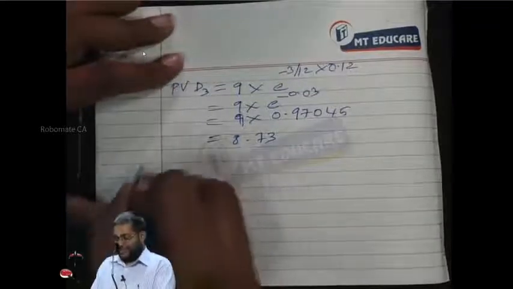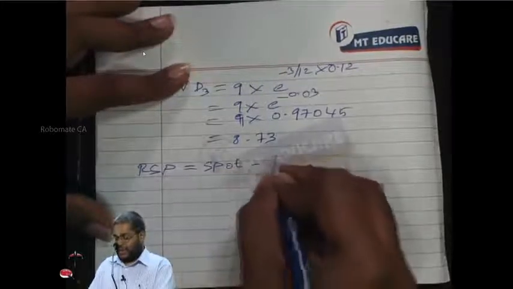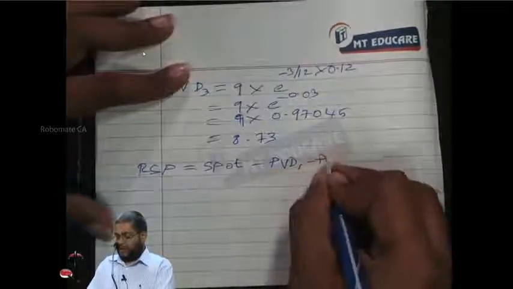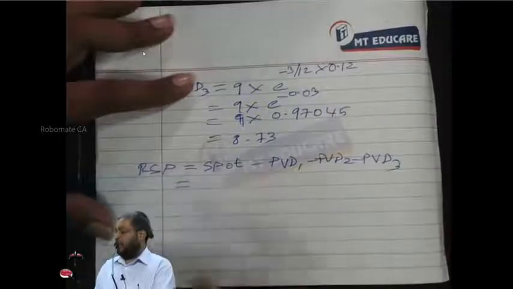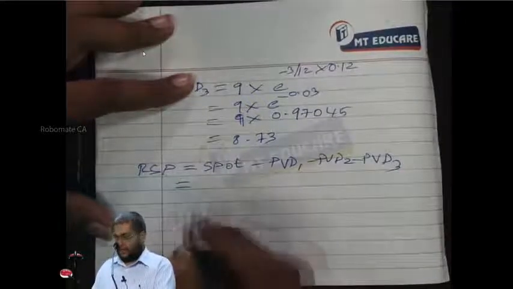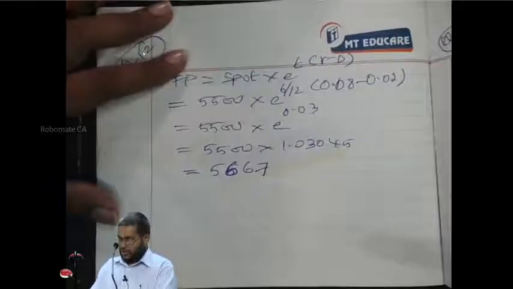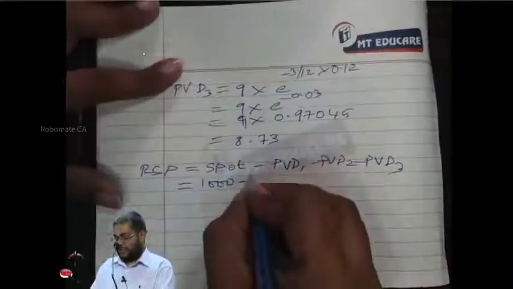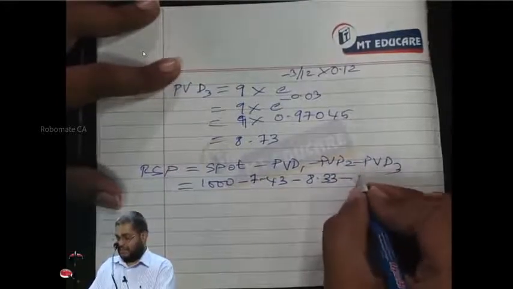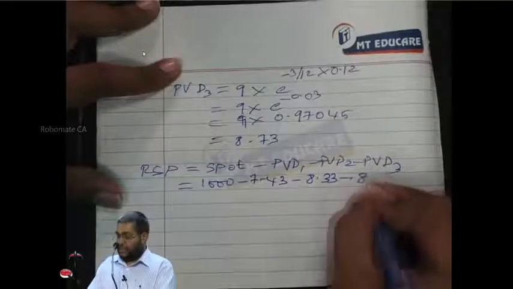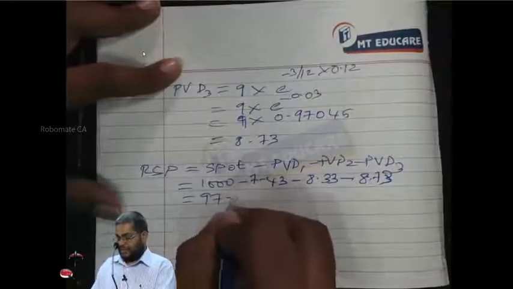Can I proceed? Revised spot price is spot price minus PV of D1 minus PV of D2 minus PV of D3. What is the spot price of this share? 1000. 1000 minus 7.43 minus 8.33 minus 8.73. What's the number? 975.51.